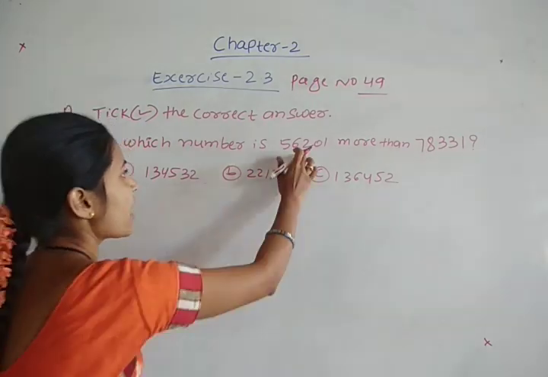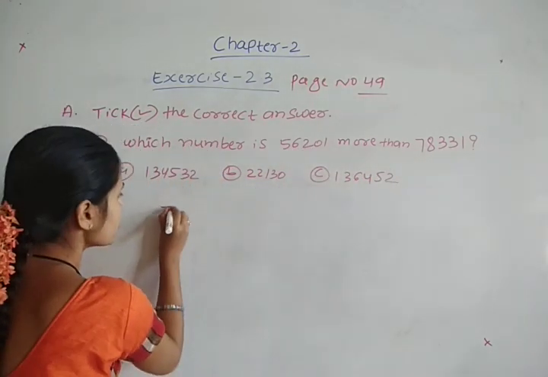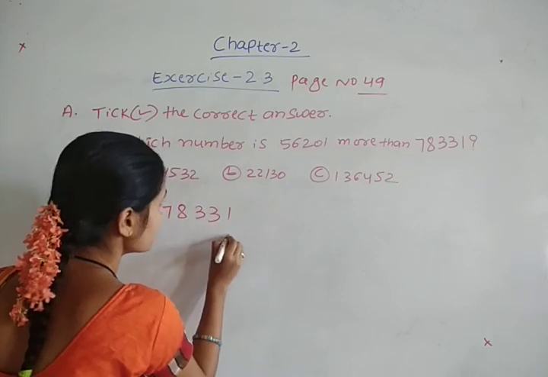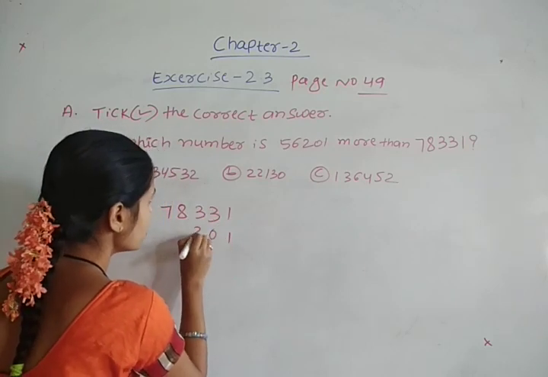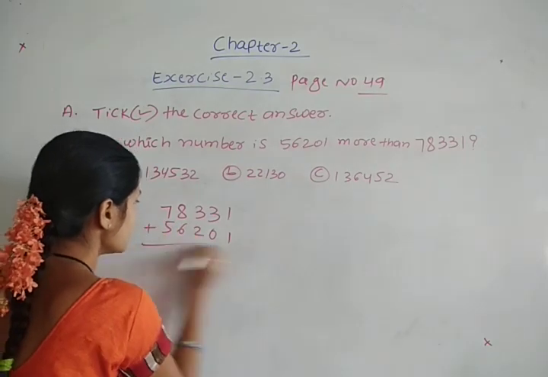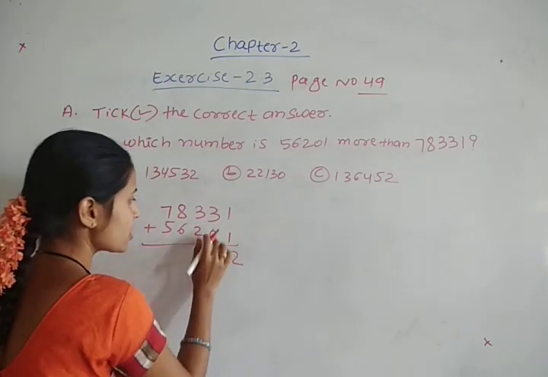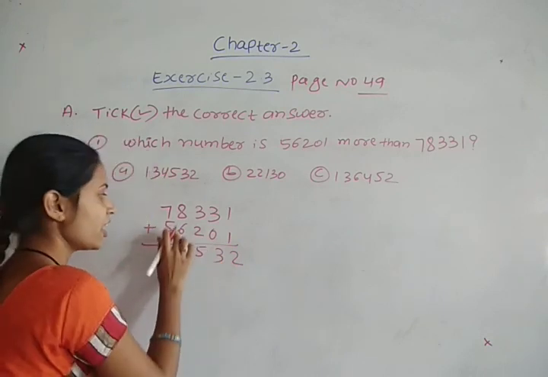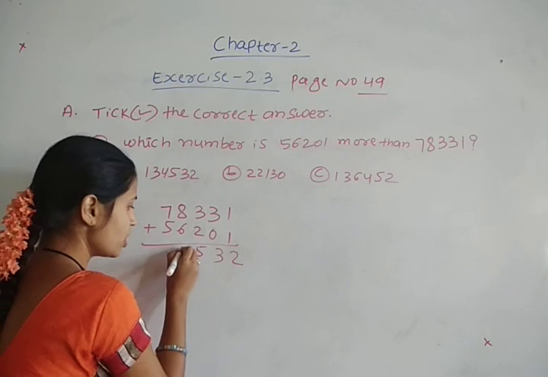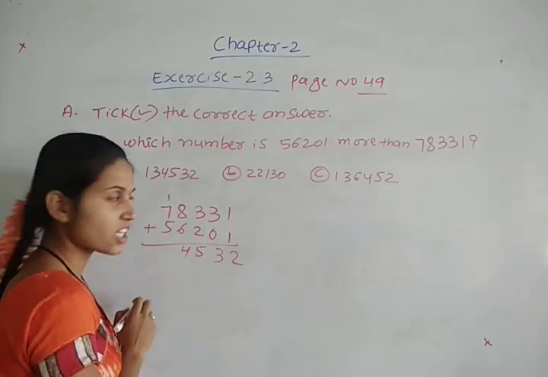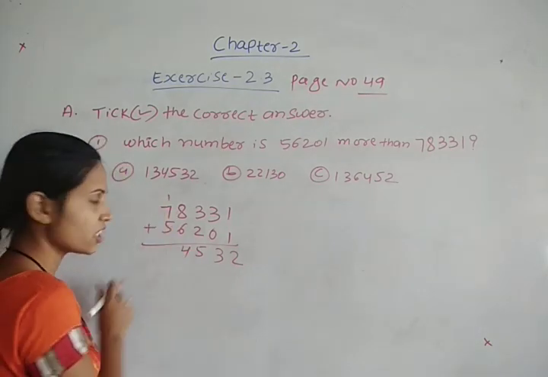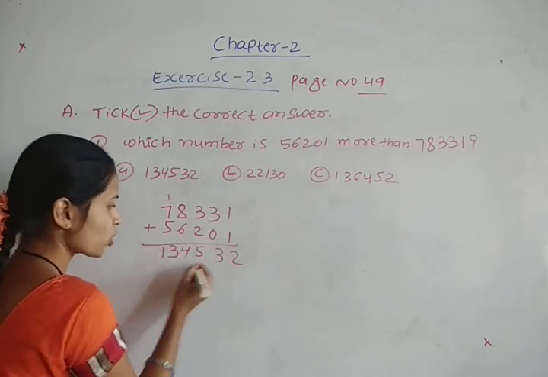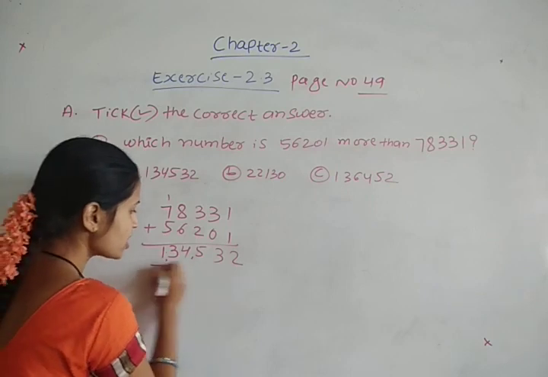Okay. Now let us add these two numbers. See here, 78,331 and 56,201 I will add. See here, 1 plus 1 is 2, 3 plus 0 is 3 only, 3 plus 2 is 5, 8 plus 6 becomes 14. I will write 4, take 1 as a carry. Now 7 plus 1 is 8, 8 plus 5 is 13. Okay, we have got this answer.